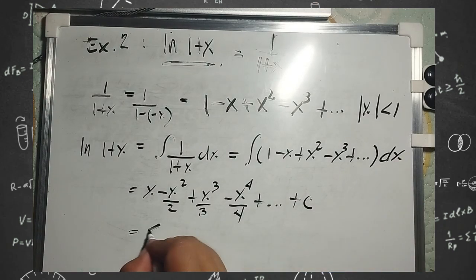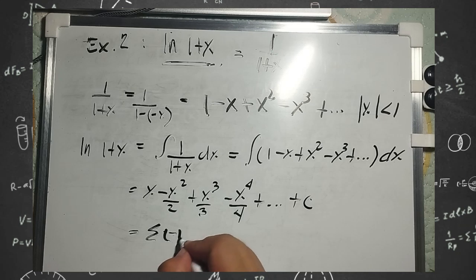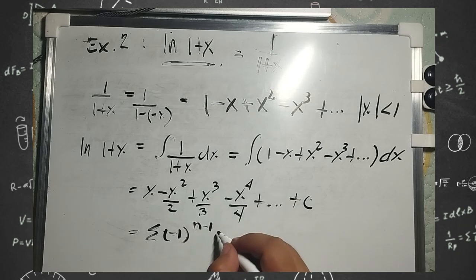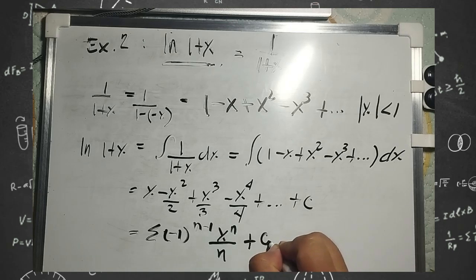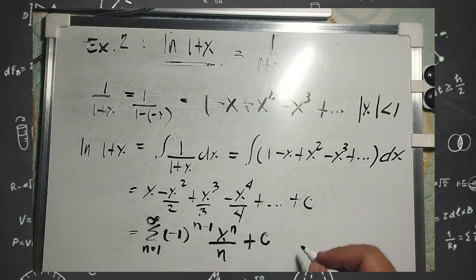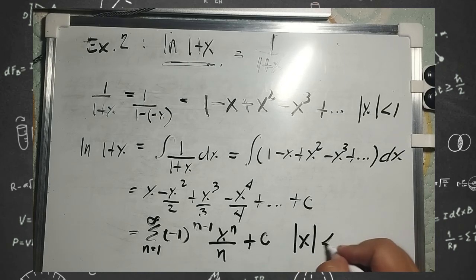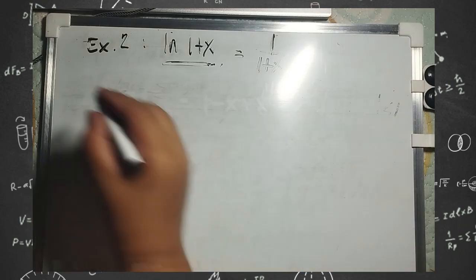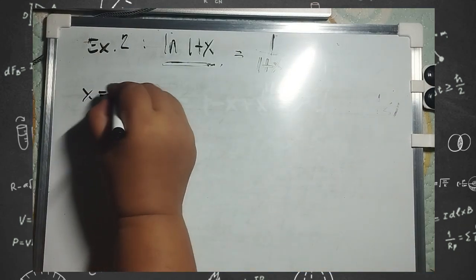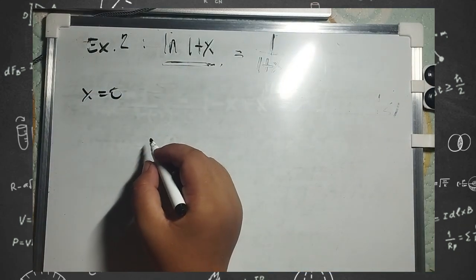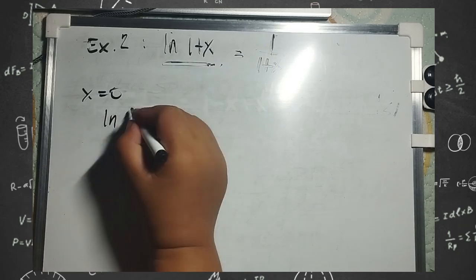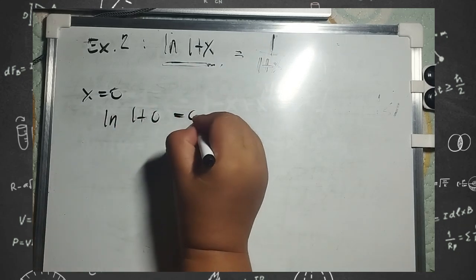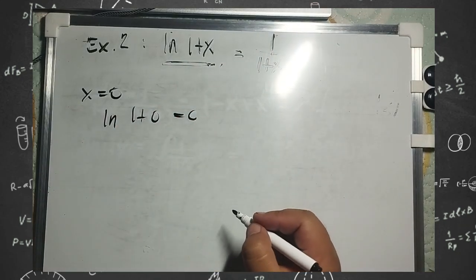And we can write it as the summation of negative 1 raised to n minus 1 times x raised to n divided by n, plus c, where n approaches from 1 to infinity, and the absolute value of x is less than 1. To determine the value of c, we let x be equal to 0 in this equation, and we get ln(1 plus 0) is equal to c.